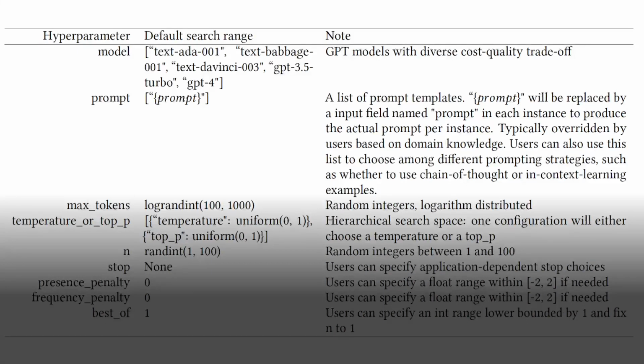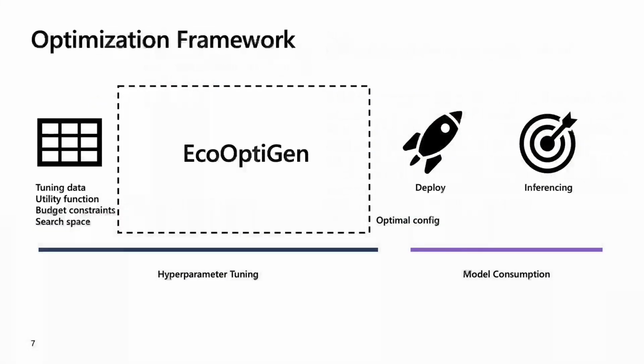These interactions and trade-offs make it difficult to manually determine the optimal hyperparameter settings for a given text generation task. To help developers find the optimal setting, we propose to develop an automated optimizer. Users could specify a range of values for each hyperparameter, and our optimizer finds the best combination. Our optimizer takes the following input: tuning data, utility function, budget constraints, and search space. It outputs an optimal config with highest utility under the budget constraint.